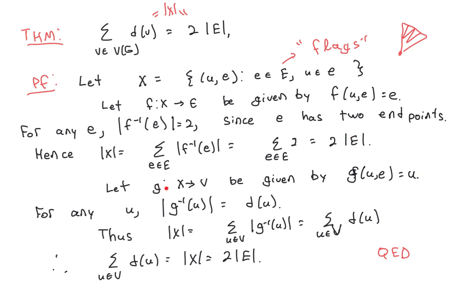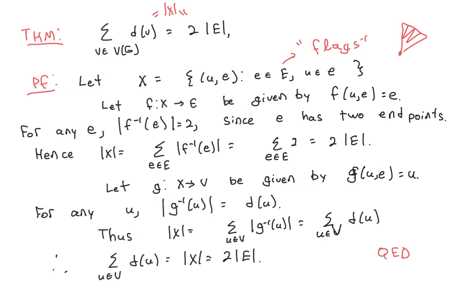On the other hand, we could choose to delete the second coordinate. So given a flag (u, e), we'd define the function g by deleting the edge. Now, it follows that for any u, the size of the pre-image is the degree. In other words, given a vertex u, the number of ordered pairs we have is the degree because you have one ordered pair for every edge incident to u.